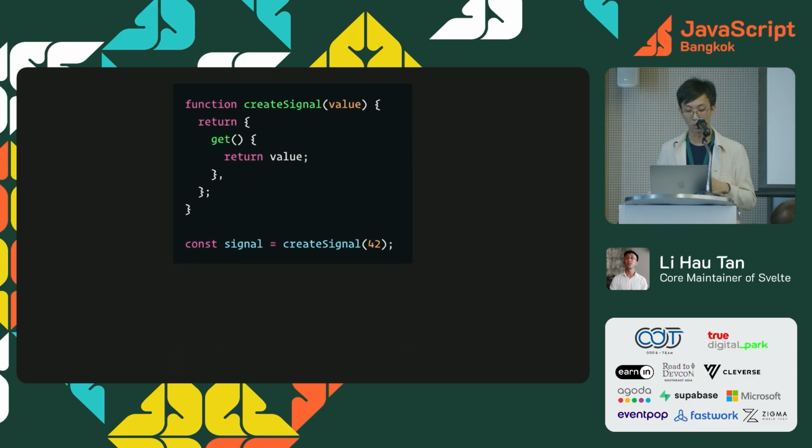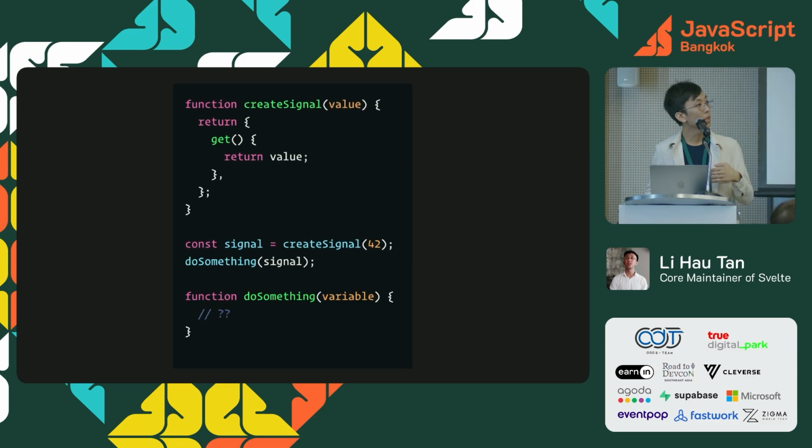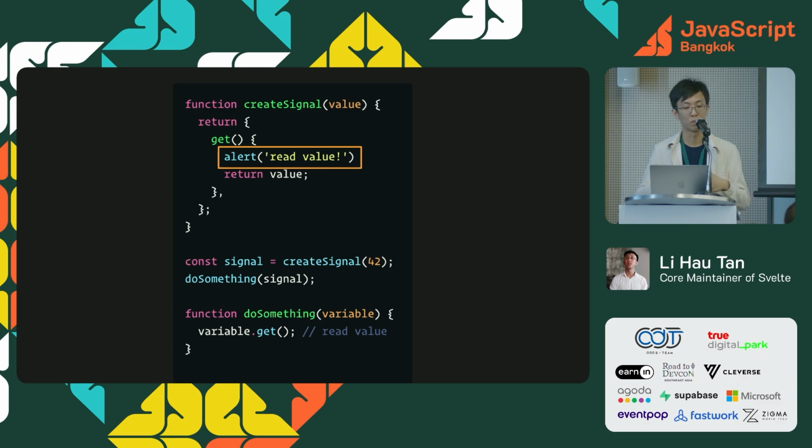You can pass it into a do something function, and you're just passing in the reference. And you also know when the value is being read because it has to call the .get method, right? So you know exactly when it's being called to read the value inside the signals, and you can actually do something about it, like, for example, maybe making an alert, right?